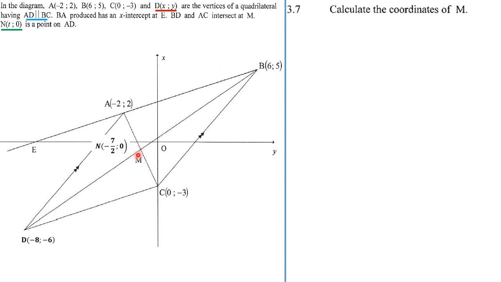So in order to determine M, it is going to be very simple because we're going to use the midpoint formula. You can just choose which line you want to use. You can either use AC or you can use BD. So I'm going to use AC. It's the smallest.